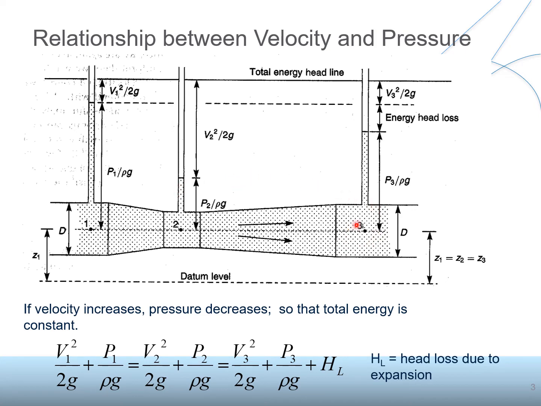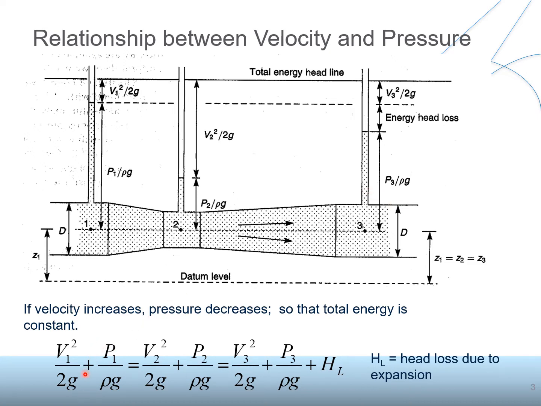Same in the third section, the total energy remains the same. So total energy, all these 3 points are the same, but due to expanded area, velocity head decreases. If you compare with section 2, velocity head decreases. So the velocity head is only this, whereas the pressure head increases.